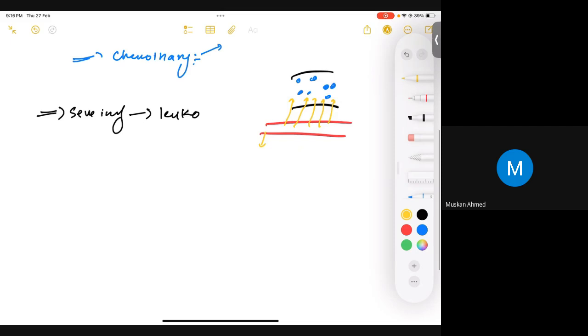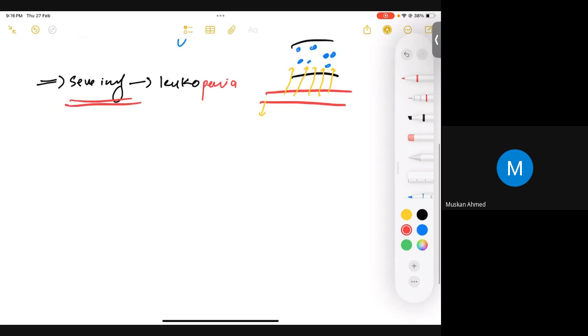If all of the white blood cells are leaving the blood vessels and entering the site of infection, can I say that I can have leukopenia in my blood? Yes. Perfect, because in a severe infection you need a lot of white blood cells to be there, right? So it can also lead to leukopenia.